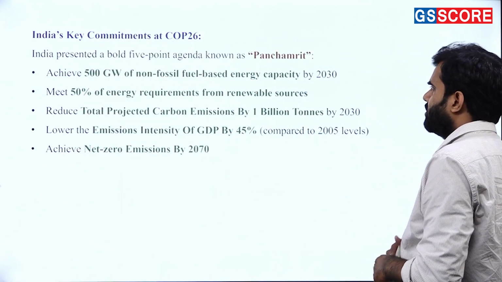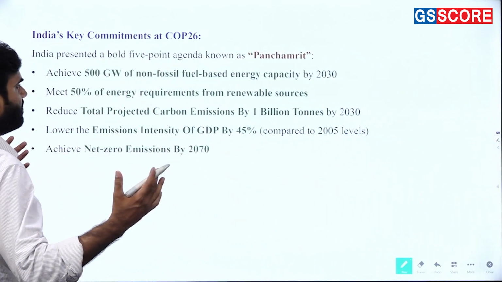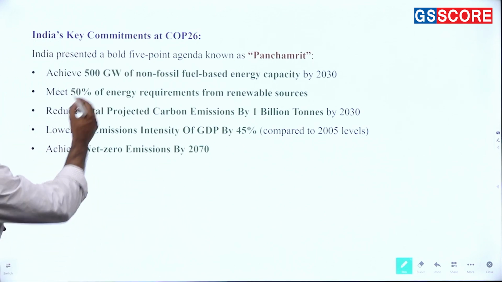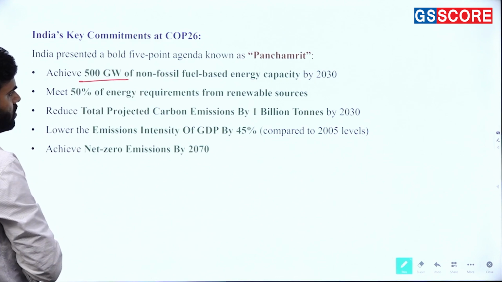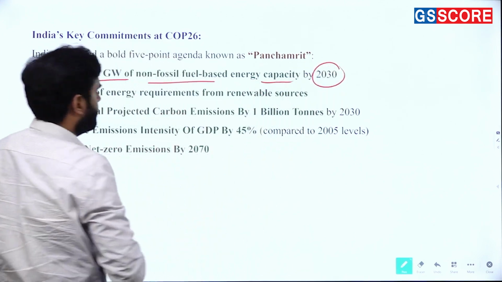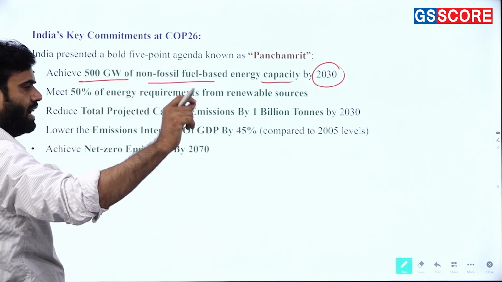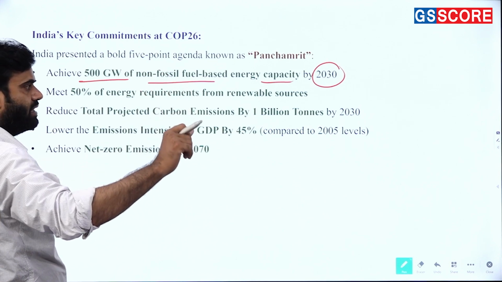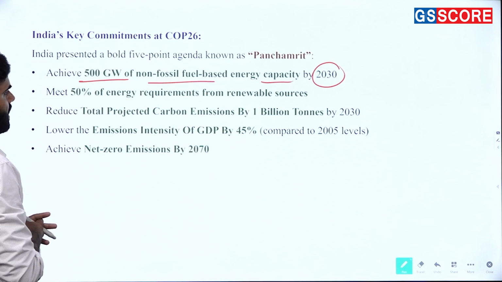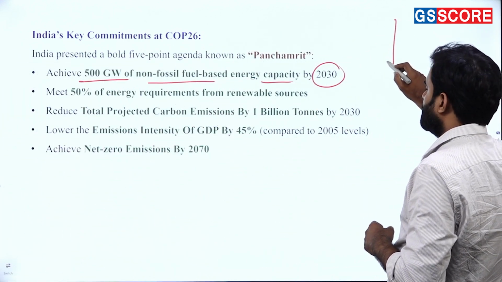India's commitment at COP26, second part. India presented a bold 5-point agenda known as Panchamrit. First, achieve 500 gigawatt of non-fossil fuel-based energy capacity by 2030. Getting my points? Solar, wind, hydro, tidal, bio, these all are renewable sources. And we have to decrease the dependency on fossil fuel.